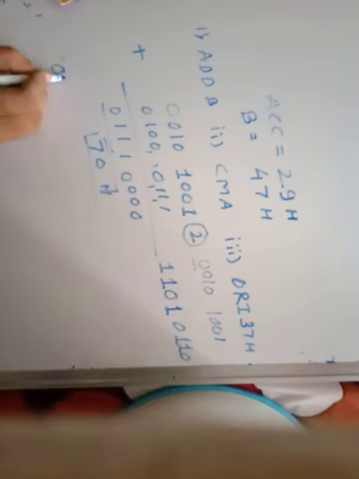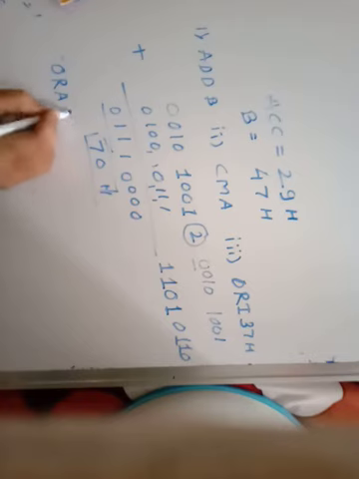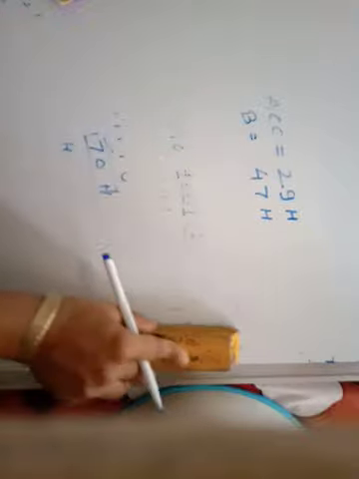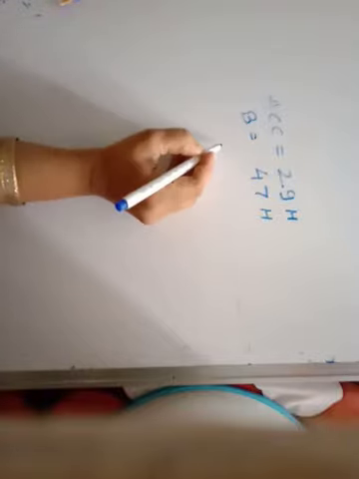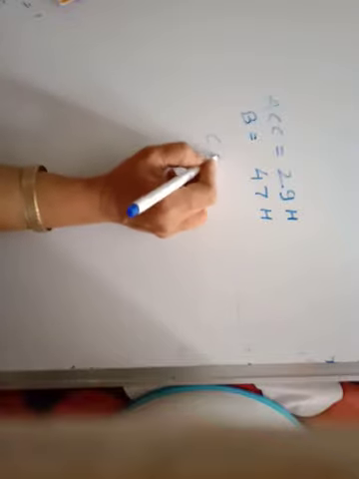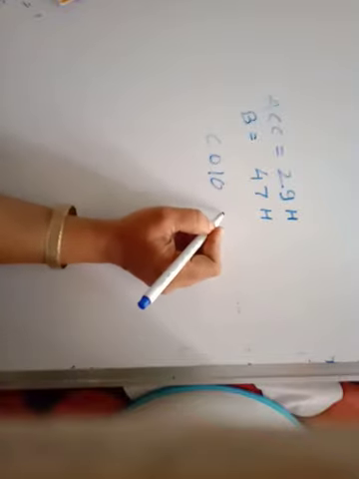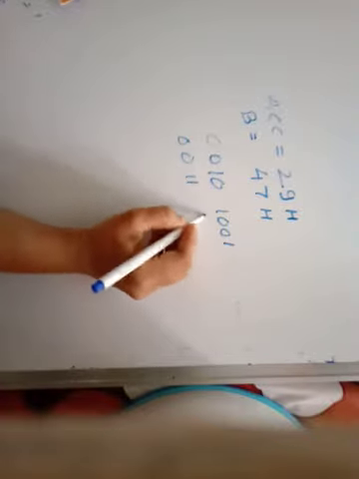Now the third one is ORA 37H. It is not ORA, it is ORI. To perform this instruction, first of all we should know the meaning of this instruction. ORI stands for ORing the immediate data with the content of accumulator. So you have the content of accumulator, 1101 0110, and 37 means 0011 0111.